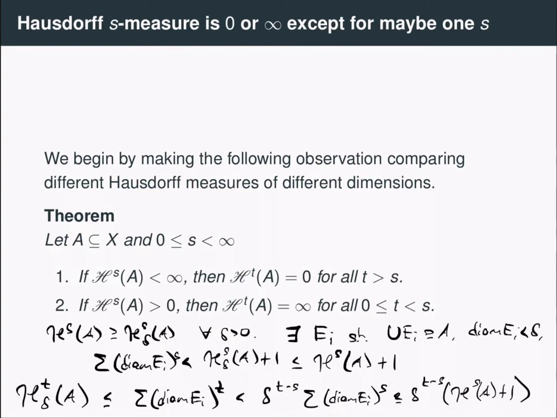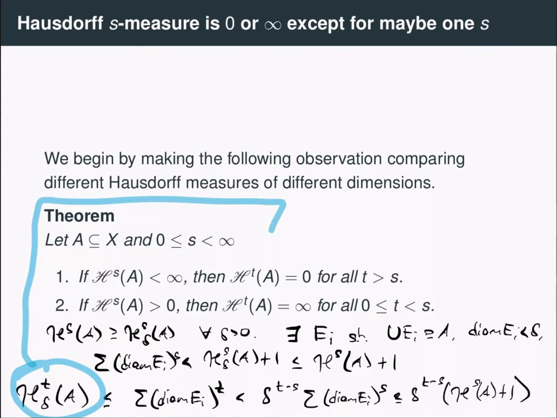And then recall that as I take delta to 0, this quantity is going to converge to the t measure of A. But as we can see from here, because t is strictly bigger than s, delta to the t minus s will go to 0 as delta goes to 0. And thus that implies that the t measure of A is equal to 0.